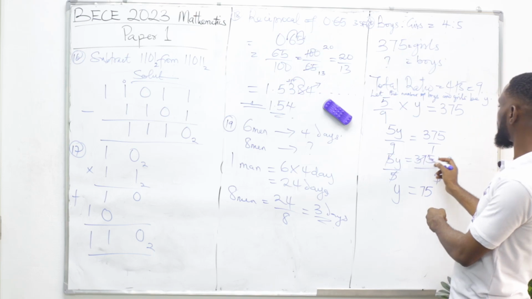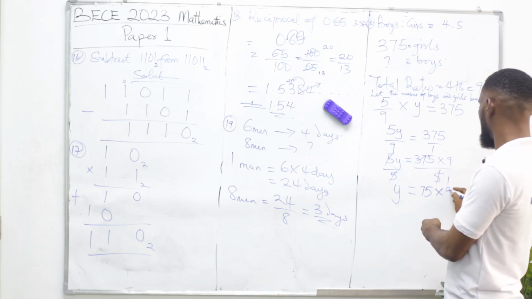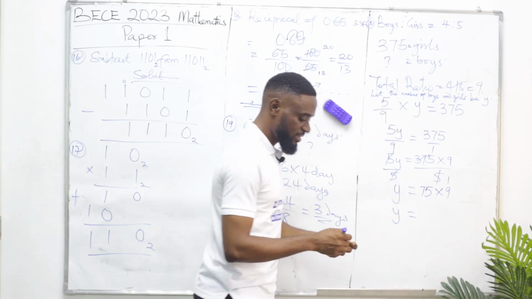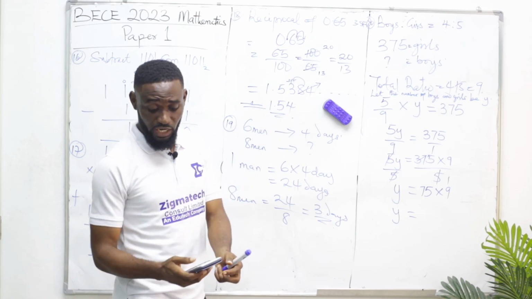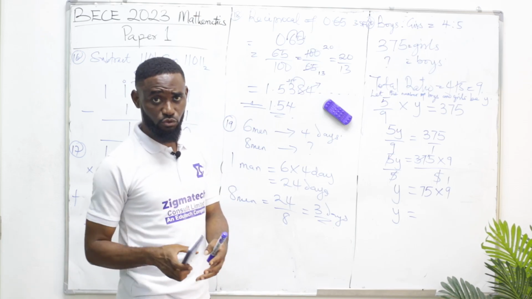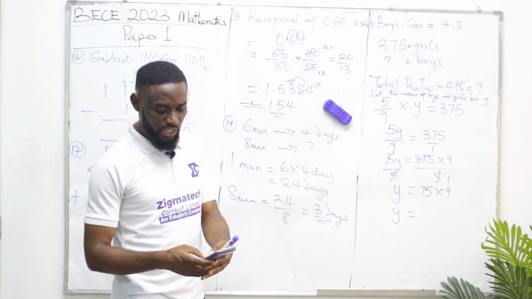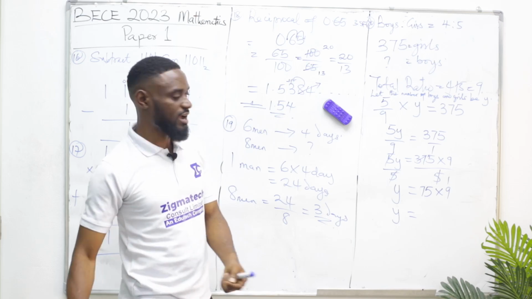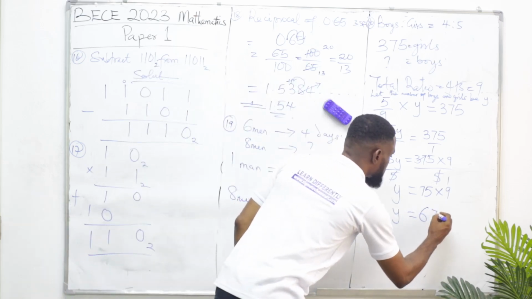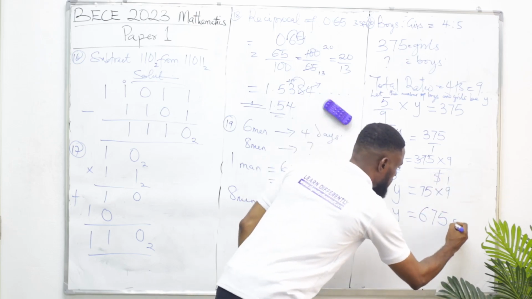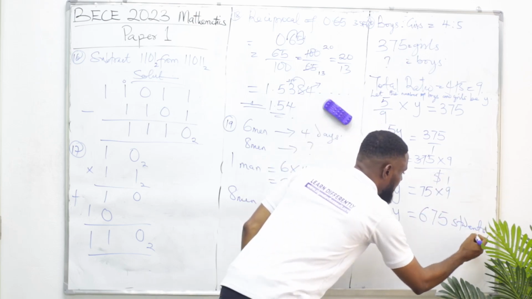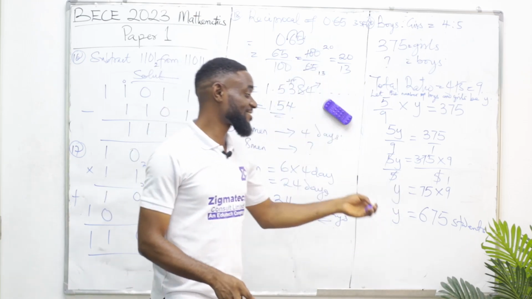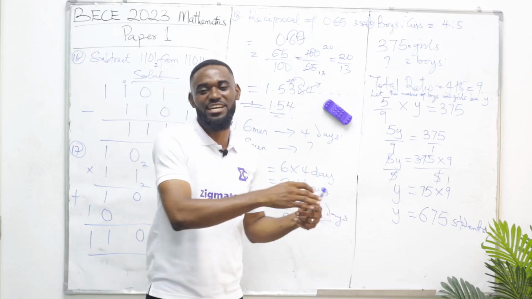So 375 over 5 is 75, times 9. So the total number of students will be equal to 75 times 9. Just like I said, you can make use of a calculator in your exam hall. They will allow you to do so for the BECE exam. So you do 75 times 9, which gives us 675 students. Now see how tricky these people can be. Your option E is 675. You can just go ahead and pick that answer, and you will fail it.